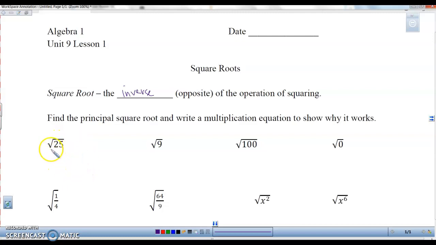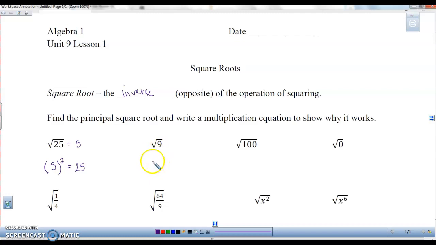What you want to know is, if you have, find the principal square root and write a multiplication equation to show why it works, the square root of 25. When you do a square root, you want to know what number was squared to give you 25. That's what a square root is. So what number is squared to give you 25? Well, 5 squared is 25. So the square root of 25 is 5.